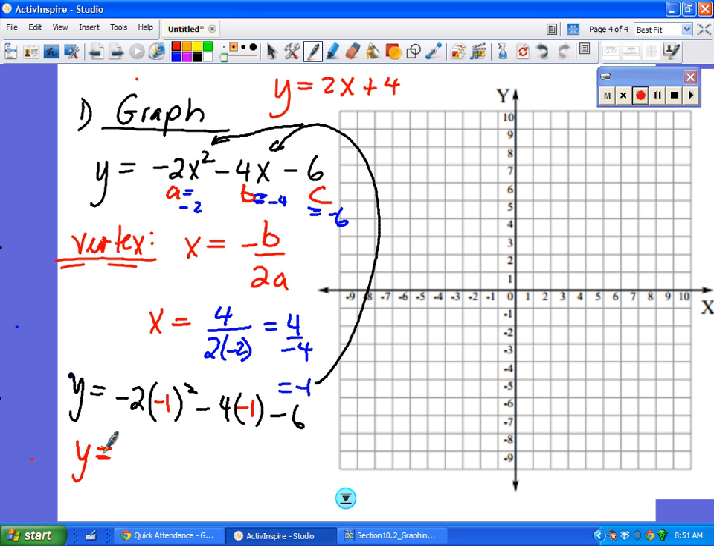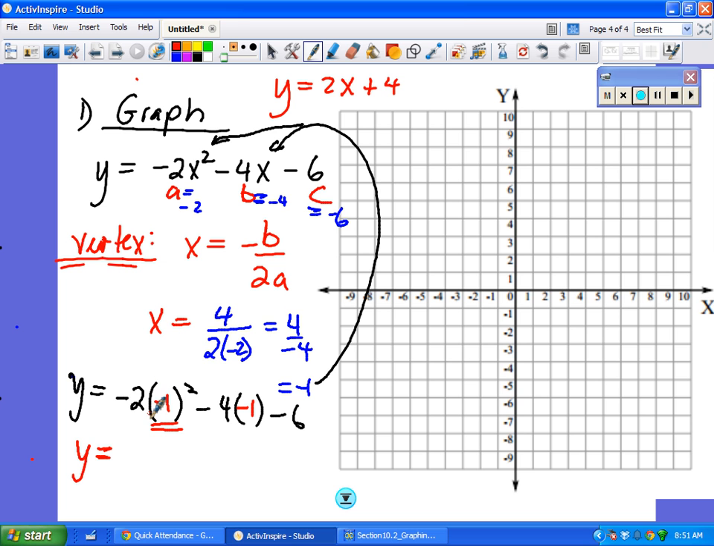Now, where's the mistake you could make right here? By multiplying this. A lot of people still do this: -2 times -1, you get +2 and then you square it. What's bad about that? What's the rule? You do exponents first, then you multiply.